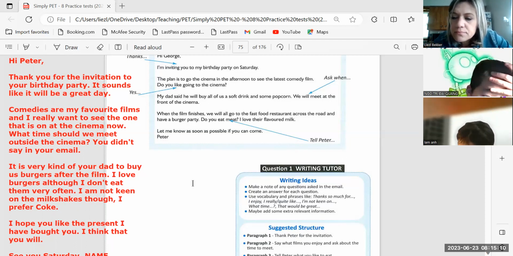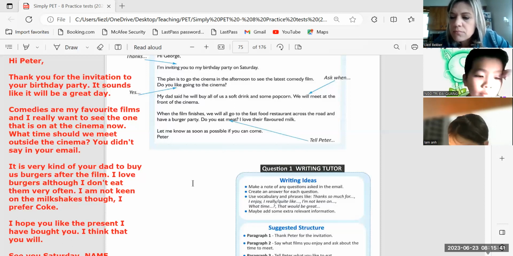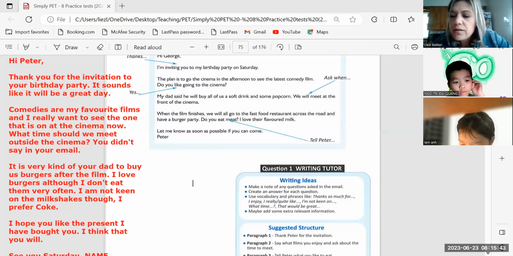It is very kind of your dad to buy us burgers after the film. I love burgers, although I don't eat them very often. I am not keen on the milkshake though. I prefer Coke. I hope you like the present that I have bought you. I think that you will. See you on Saturday. Name. And your name. Okay, good.